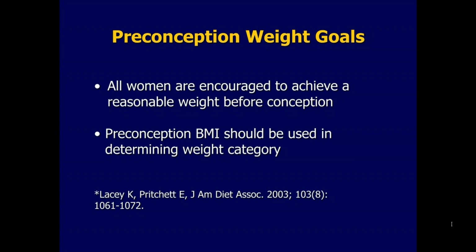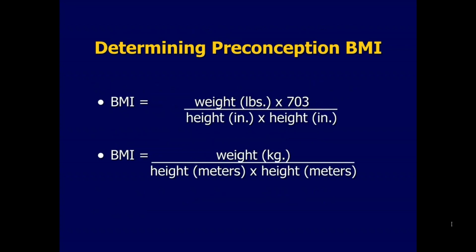And there are a couple of slides that are coming along. I'm not going to go very detailed into that, but as you can see, these are some of the formulas that you want to use to determine the preconception BMI, which is the body mass index. So as you see the BMI, it could be either weight in pounds times 703 divided by height in inches squared, that is height in inches times height in inches.